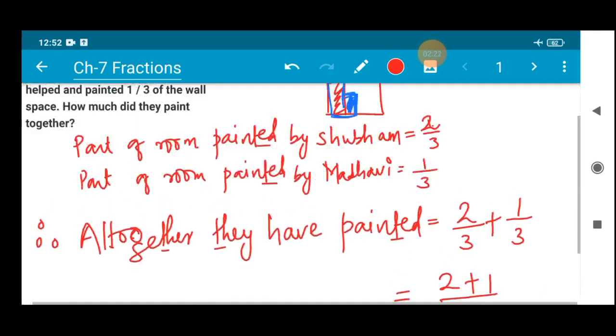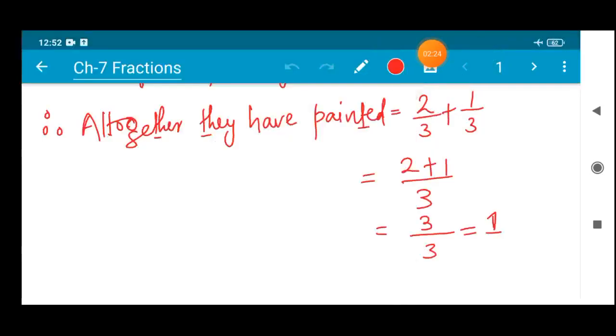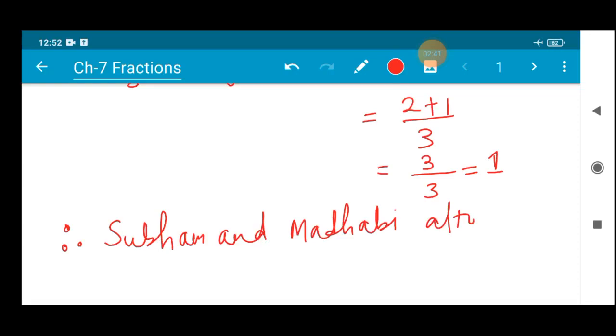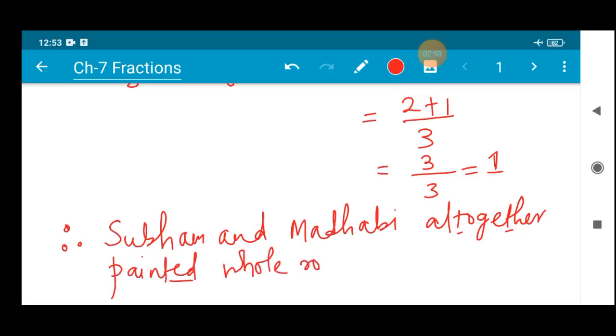So that means this indicates that Subham and Madhavi have completed the whole room altogether. Alright, so we can write therefore Subham and Madhavi altogether painted the whole room, isn't it?